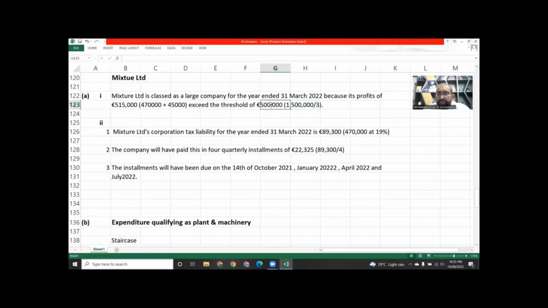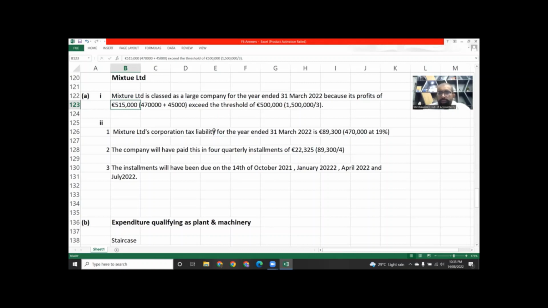1,500,000 divided by 3 is 500,000. Now, what is your augmented profit? 470 plus 45 is 515. So as your augmented profits are greater than this limit of 5 lakh, yes, you are a large company. This is a simple 2 marks, no other discussion. That's 2 marks you have done.